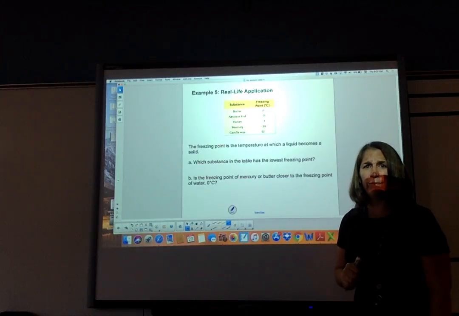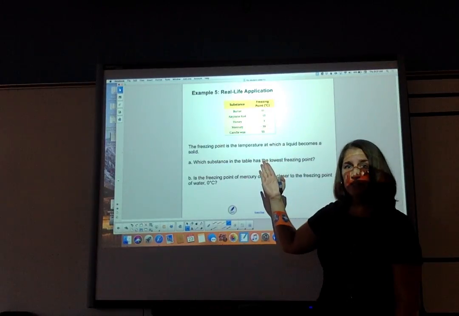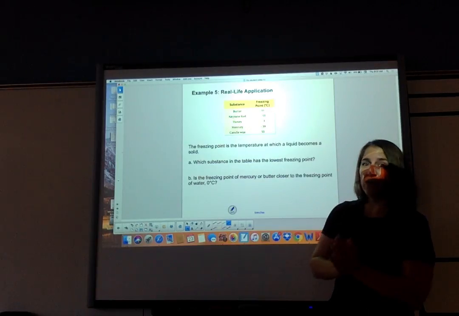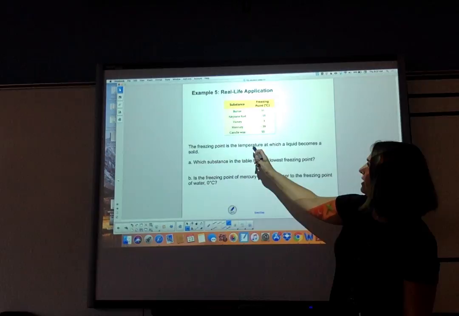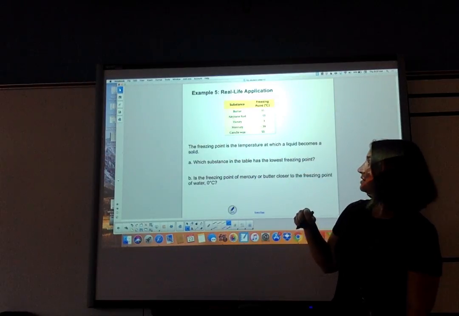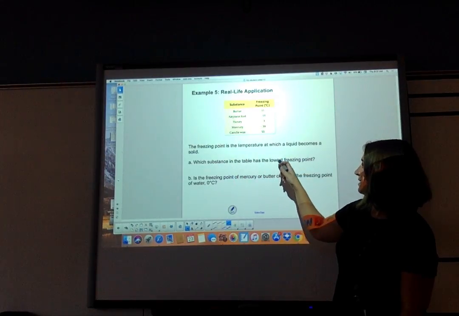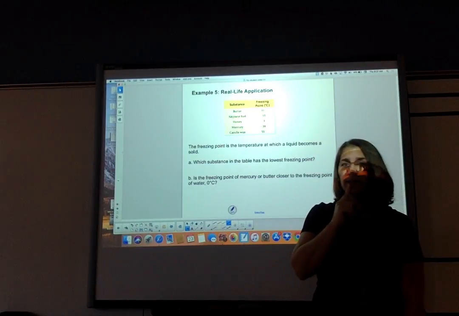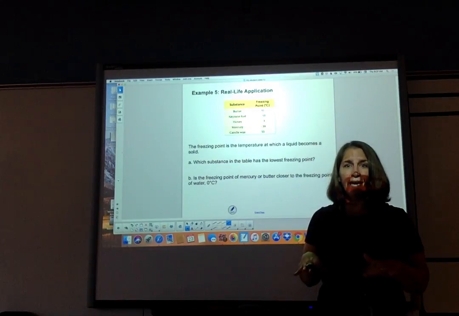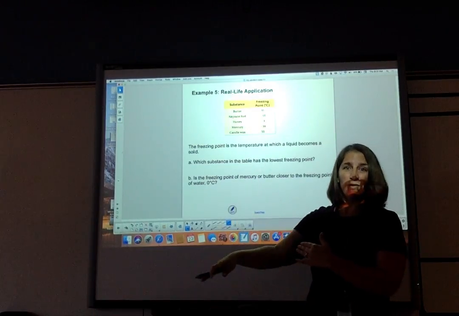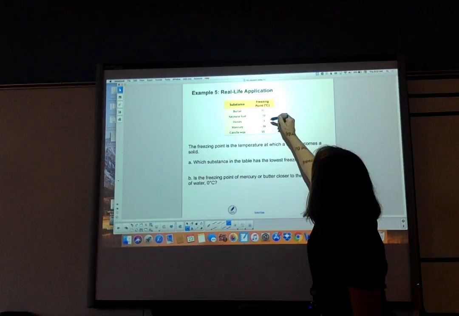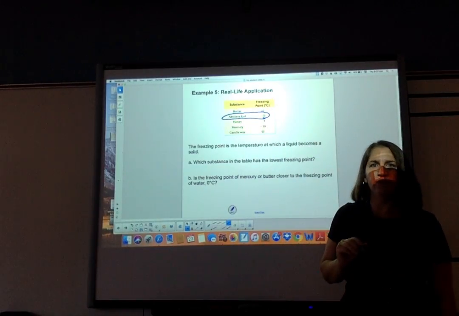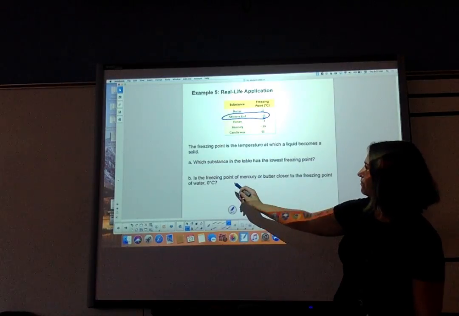Let's look at a real-life application. Here we have some different substances, and at what temperature is their freezing point? The freezing point is the temperature at which a liquid becomes a solid. Which substance in the table has the lowest freezing point? We want the lowest number. Doesn't matter about its absolute value, just which one is the farthest to the left on the number line. That would be airplane fuel at -53 degrees Celsius.